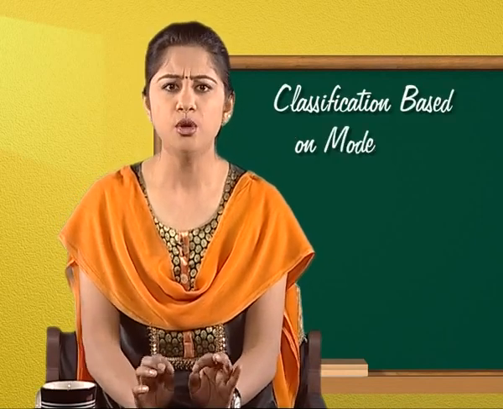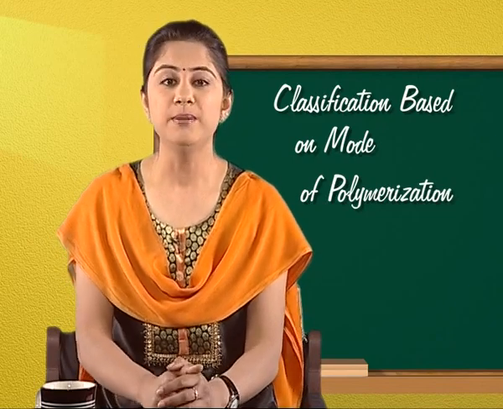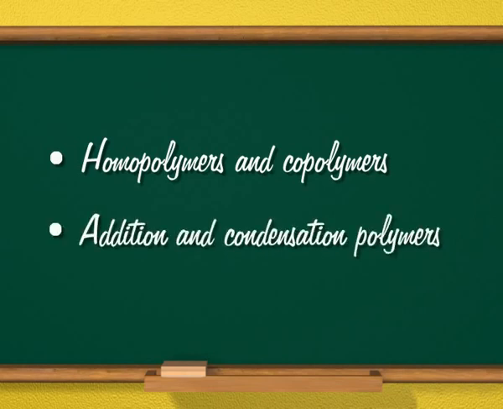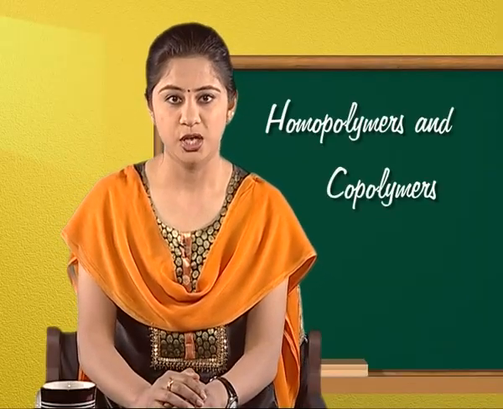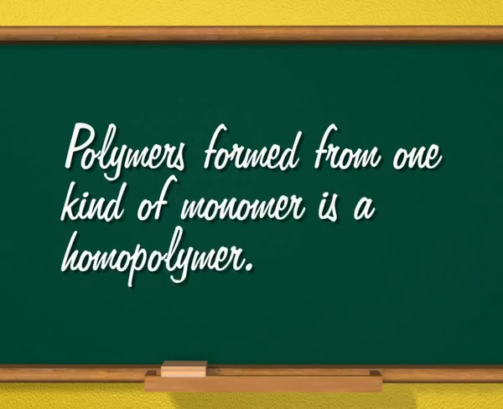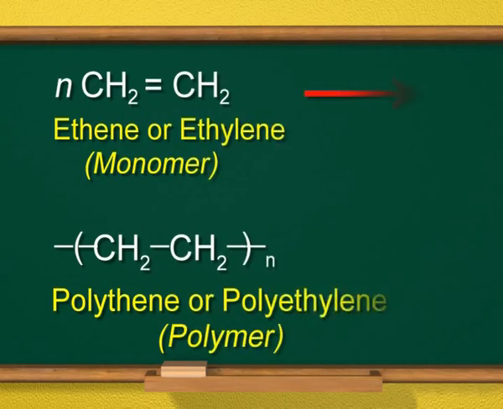Let us now learn about classification based on mode of polymerization. They can be classified as homopolymers and copolymers, addition and condensation polymers. Let us now learn about homopolymers and copolymers. So we first begin with homopolymers. Now how do we define them? As the name suggests, polymers formed from one kind of monomer are called homopolymers. Examples are polyethylene.